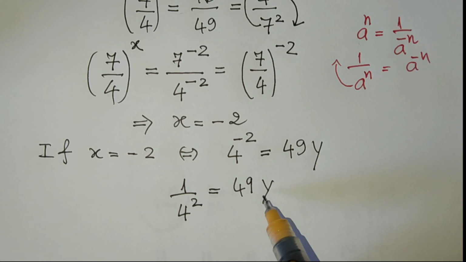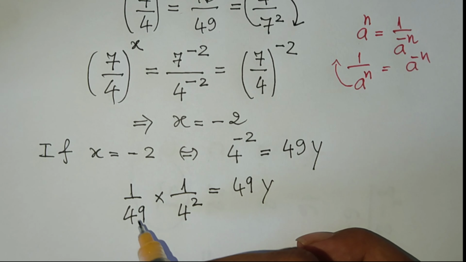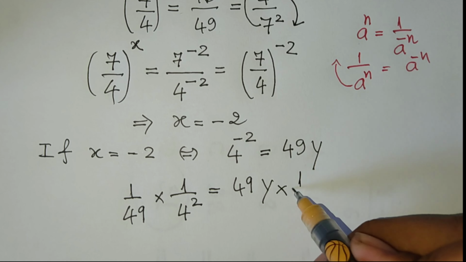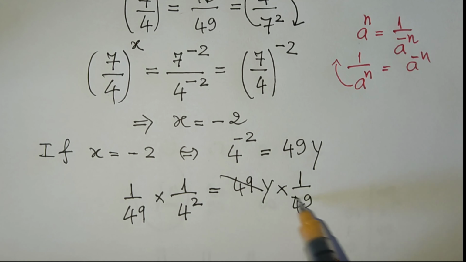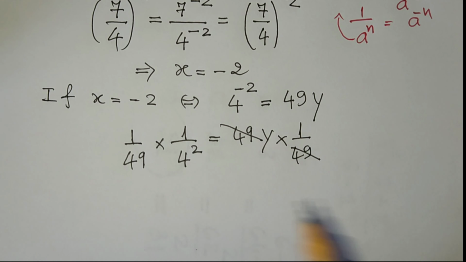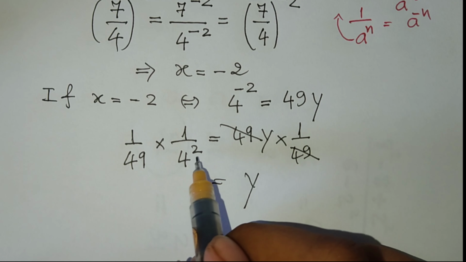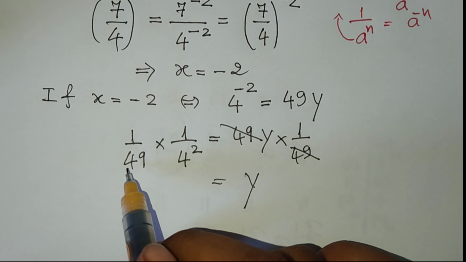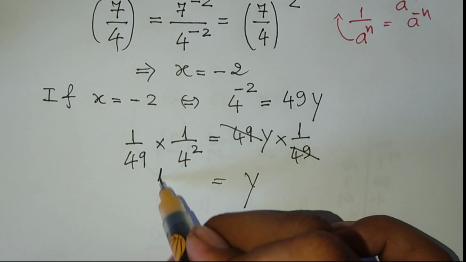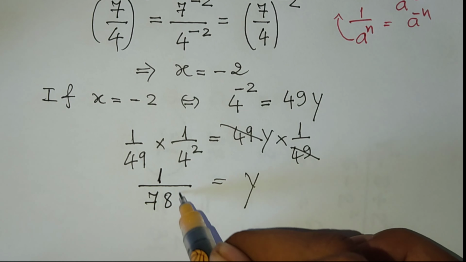And we want to find the value of y. We multiply both sides of this equation by 1 divided by 49, and we simplify 49. We get y equals 1 divided by 4 squared times 49, and 4 squared equals 16. And 16 times 49, we get 1 divided by 784.